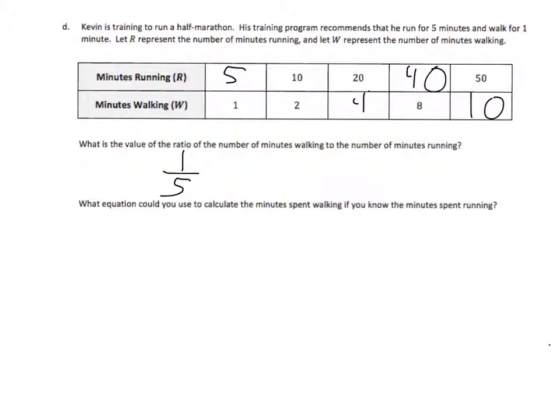Okay, so we know the running. So what can I do to the running to get to the walking? So I'm going to start with the running, or my R. So if I know the running, what can I do to that? So how am I going to turn 5 into 1 or 10 into 2? Well, I'm going to take my minutes running and I'm going to divide it by 5. So running divided by 5 gives me the number of minutes walking. So there we go. Running divided by 5 gets me the walking.